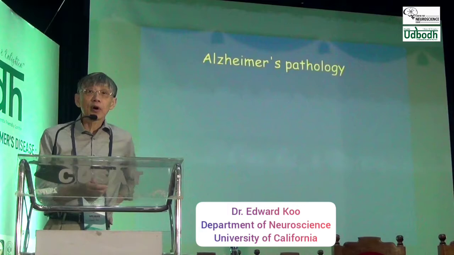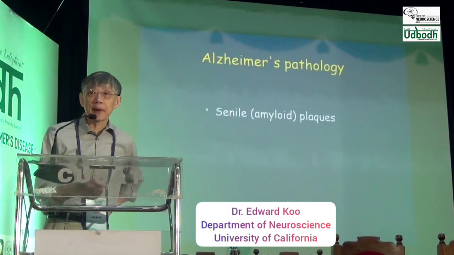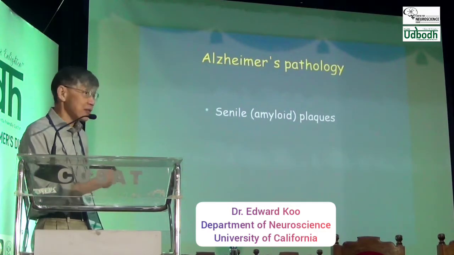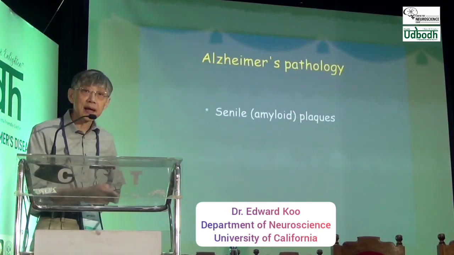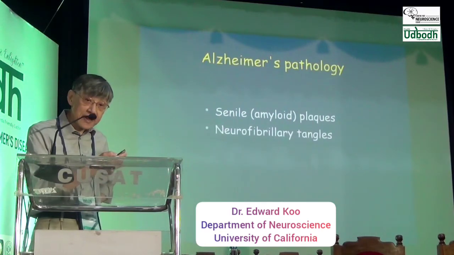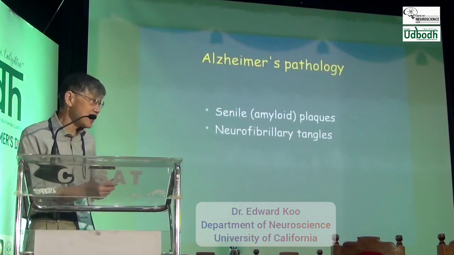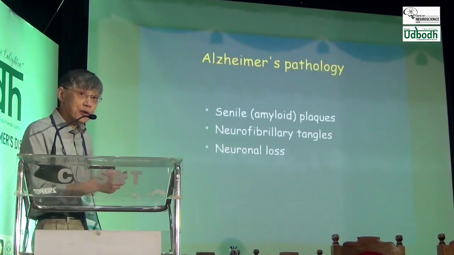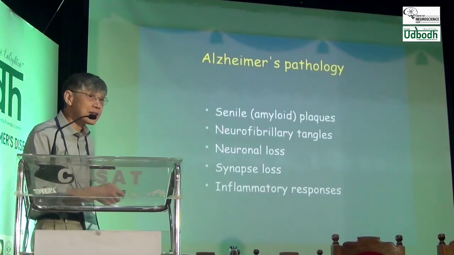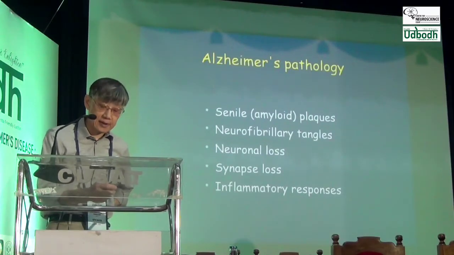So Alzheimer pathology. So far at least, I haven't heard too many people talk about this in the talks yesterday. Basically it has the traditional senile amyloid plaques. It also has neurofibrillary tangles. The plaques are extracellular; tangles composed of tau are intracellular. There's obviously neuronal loss. There's also synapse loss. And then finally there are various amounts of inflammatory responses in the brain.